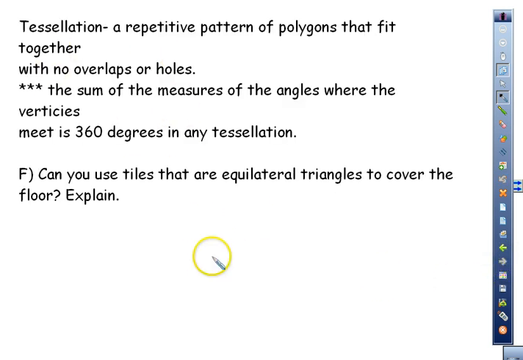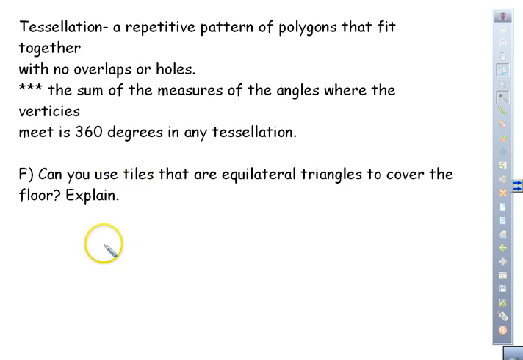The next one is a tessellation. It is a repetitive pattern of polygons that fit together with no overlaps or holes. The sum of the measures of the angles where the vertices meet is 360 degrees in any tessellation. So the question is, can you use tiles that are equilateral triangles to cover the floor? And explain.